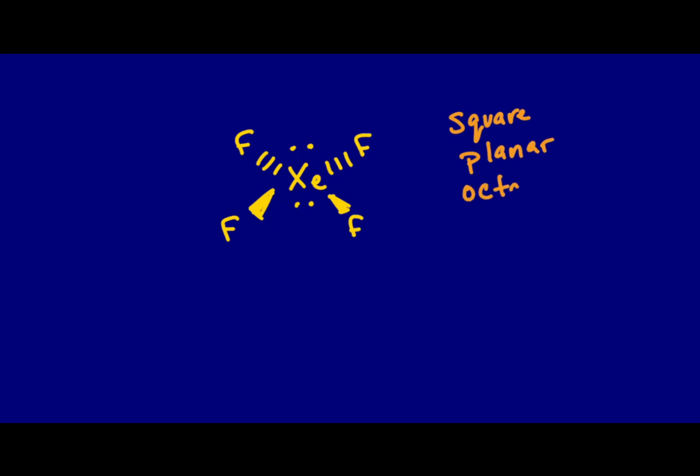So our 6 regions tell us that this is going to be some type of octahedral shape. The 2 lone pairs are going to force these bonds to all be planar. They're all going to be on the same axes. So they're going to be almost like they're flat. So that is going to give us a square planar octahedral shape. Oh, I forgot to draw our lone pairs on all of our fluorine atoms. Let me not forget those.